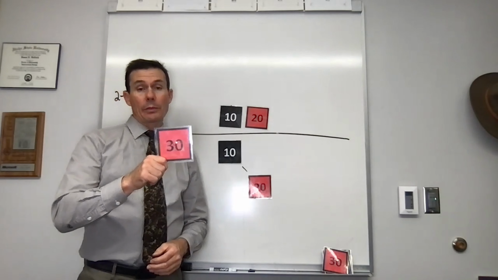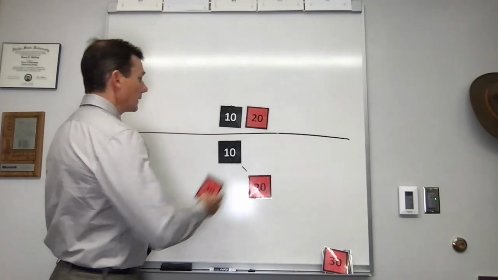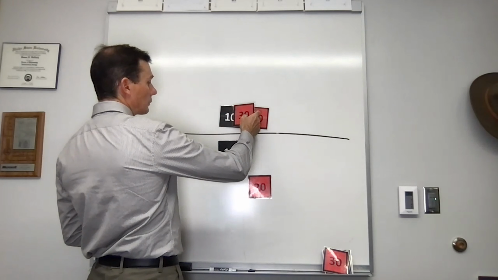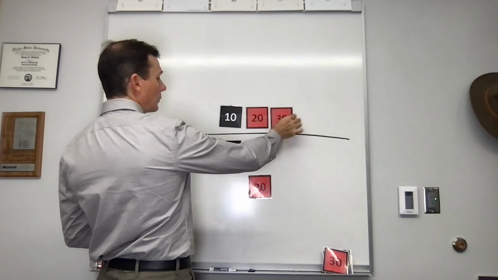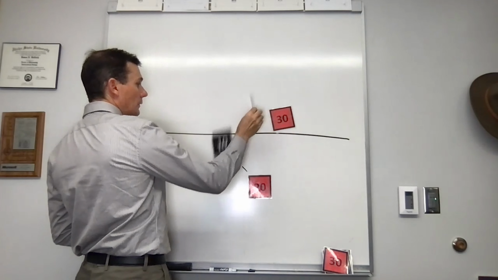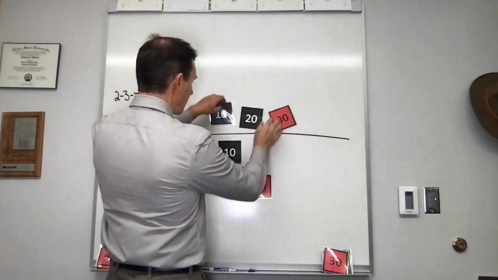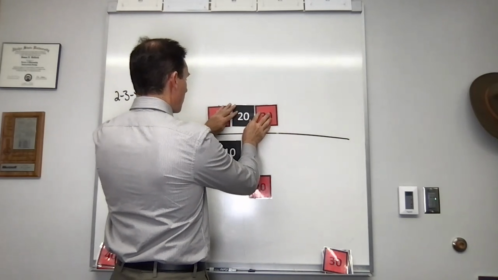Now I'm going to insert 30 for my 2, 3, 4 tree. Now notice I can put 3 nodes in my 2, 3, 4 tree, and I'm just going to put it here. My middle node is always going to be black. There we go.